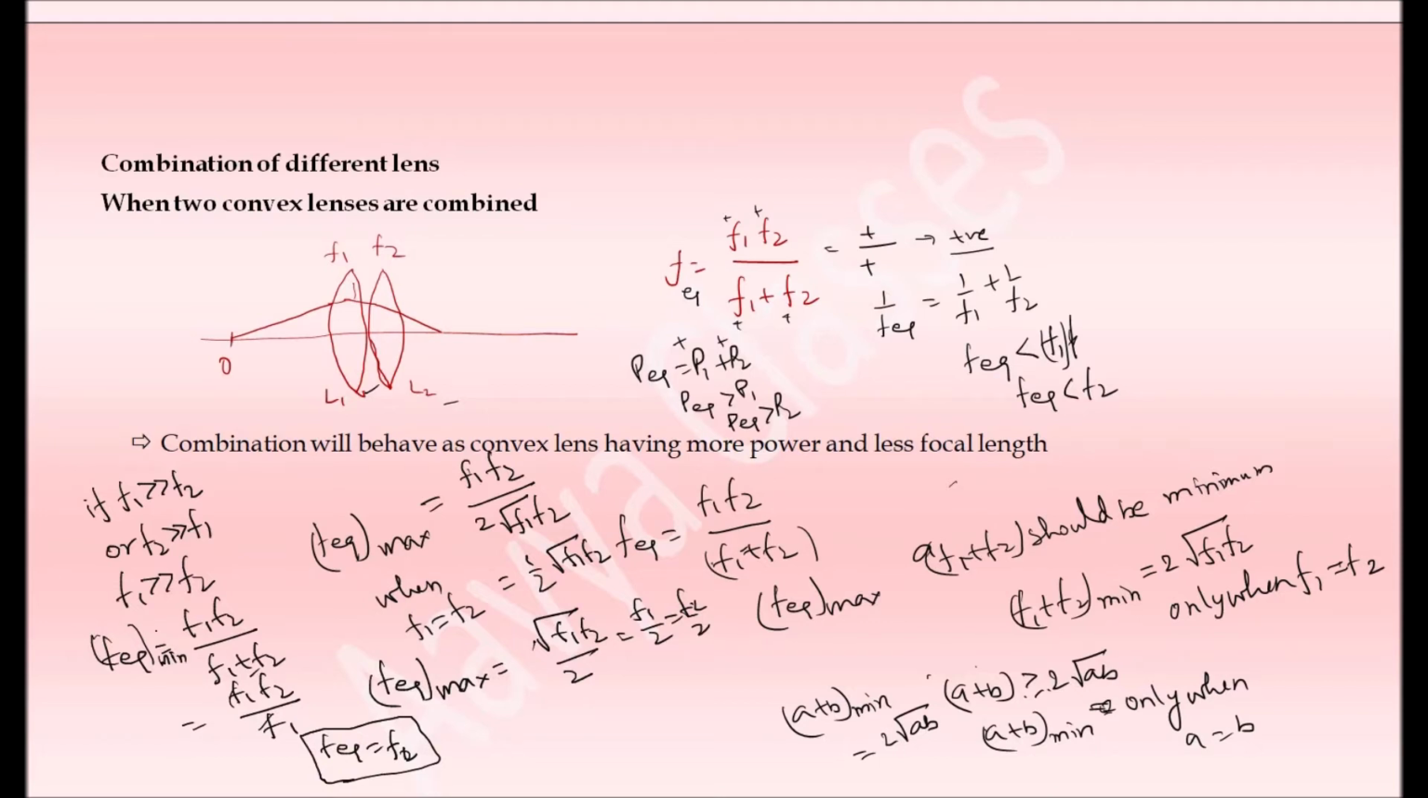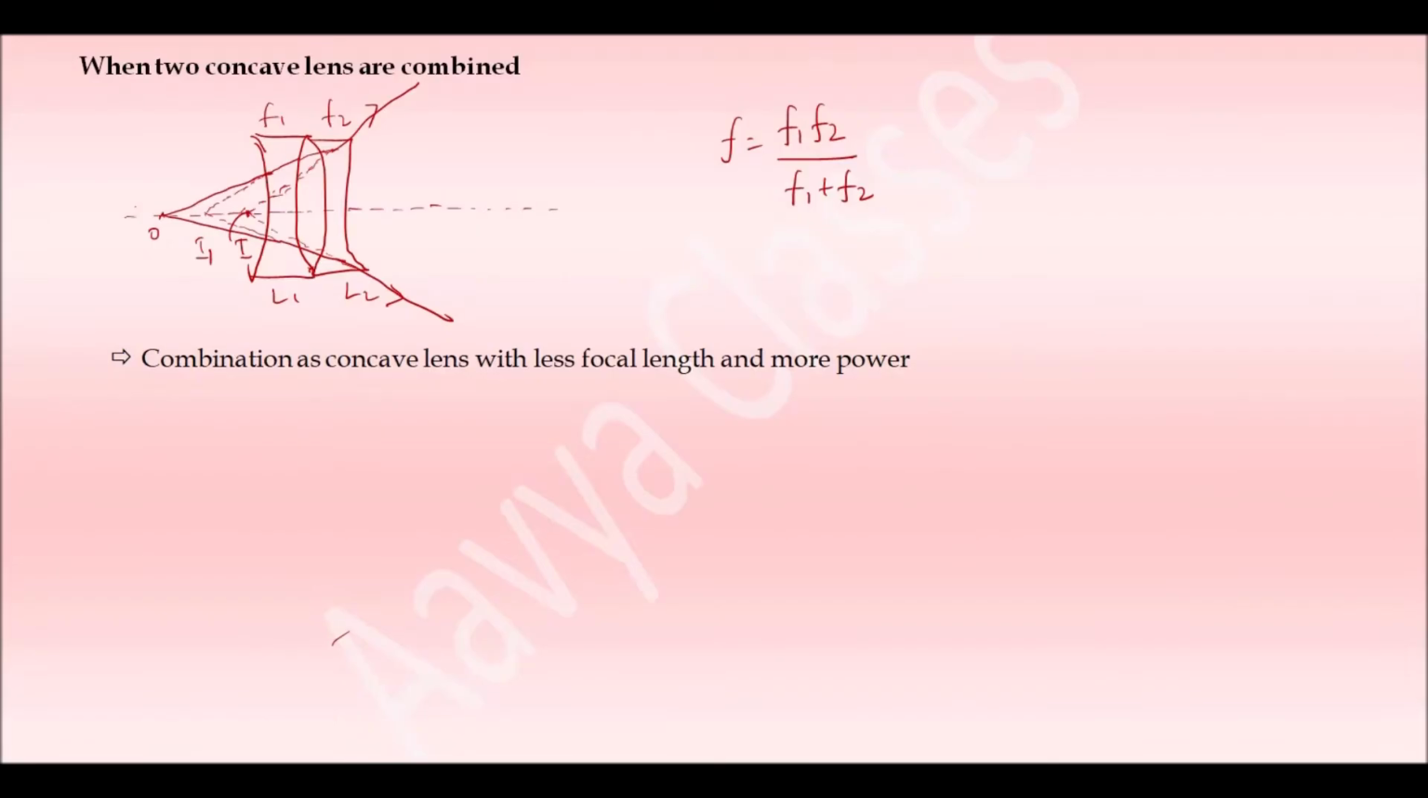when the focal length of one lens is very high in comparison to the second lens. And in this case the equivalent focal length is equal to or approximately equal to the smaller focal length. So this is the concept when the two convex lenses are combined.